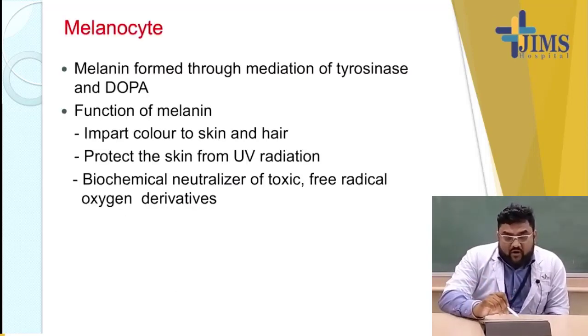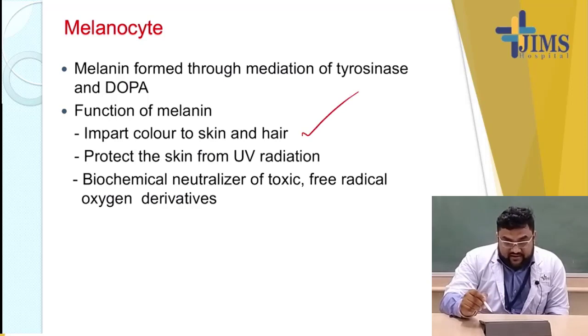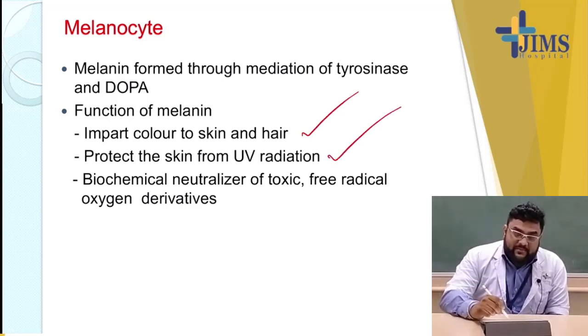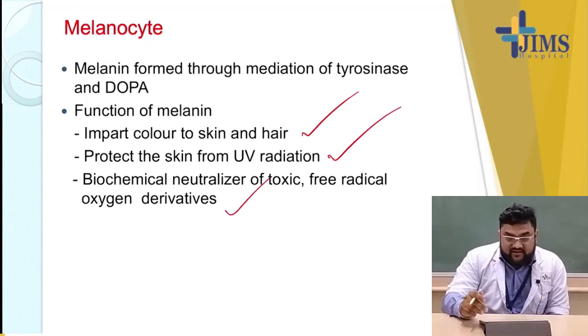Now, melanin is formed through the mediation of tyrosinase and dopa. What are the functions of melanin? They impart color to skin and hair. They protect the skin from UV radiation, and it is a biochemical utilizer of toxins, free radicals, and oxygen derivatives.